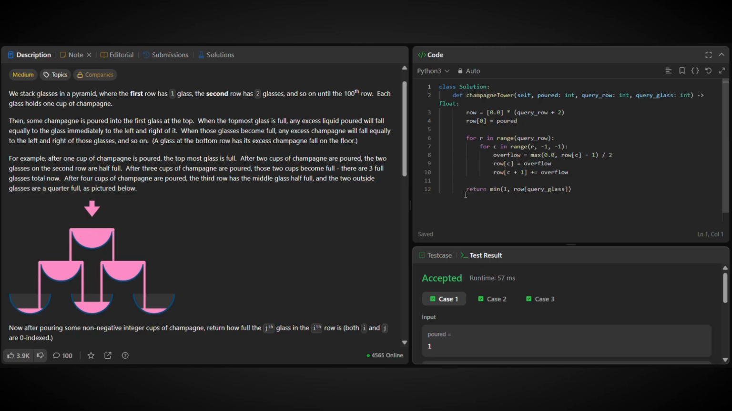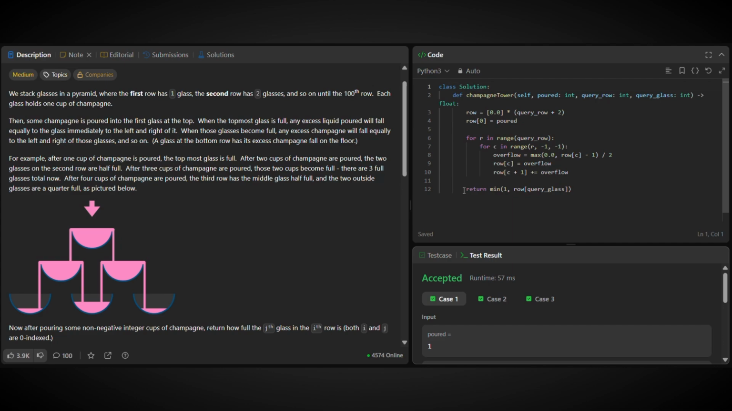After processing up to query row, the answer is simply the minimum of 1 and row at query glass. Because no glass can ever hold more than 1. Elegant, efficient, classic dynamic programming. Why query row plus 2? We need extra space for right side overflow.